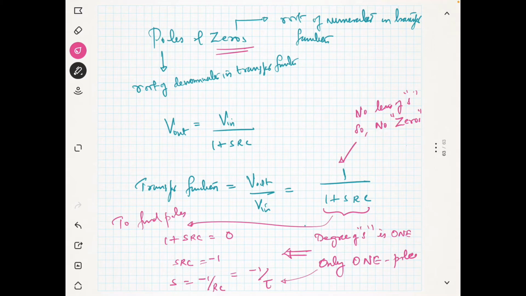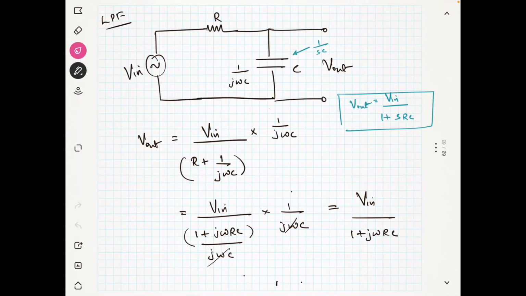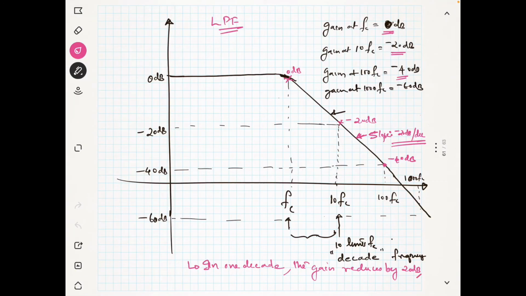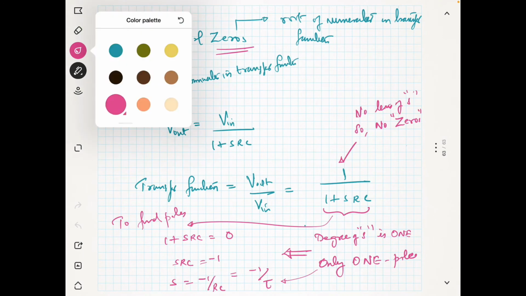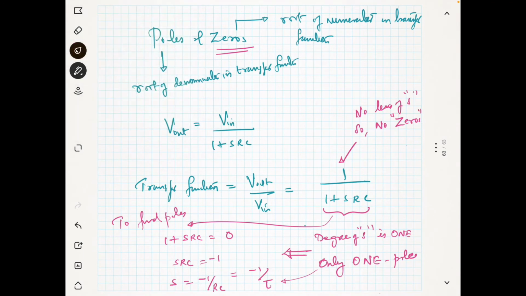So what I am going to say is that in this transfer function there is only one pole. If there is only one pole, you will get a slope of minus 20 dB per decade. It can be proven that you will get a slope of minus 20 dB per decade. So one pole means that you will get a slope of minus 20 dB per decade.